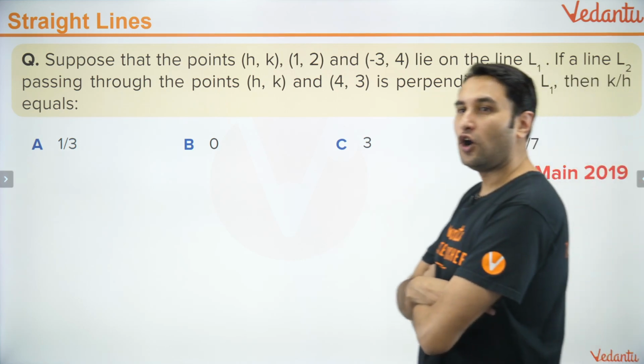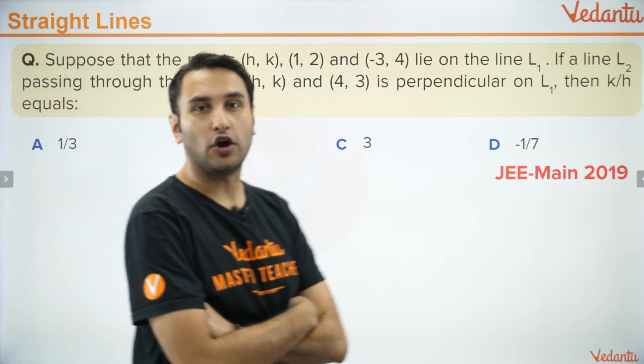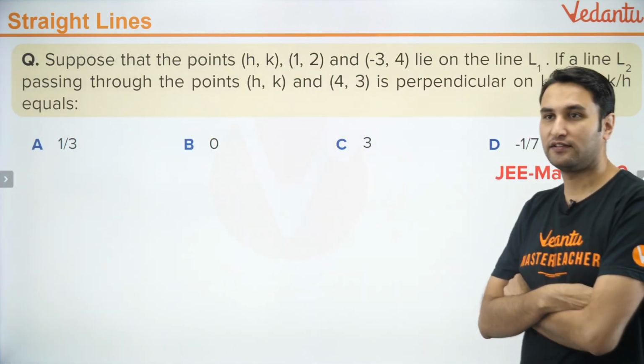Yes, Avinash, orthocenter can lie outside the triangle. Yes, in an obtuse angle triangle, orthocenter lies outside the triangle. ठीक है?